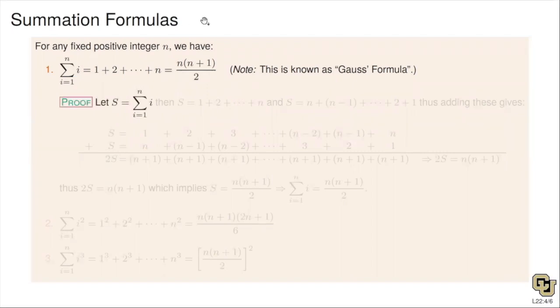So let me do the proof. It's a very famous proof. Let me just prove this one. You don't need to know the proof, but it's a very nice proof. And mathematicians are always looking for beautiful, elegant proofs. And this is one of the nicest.